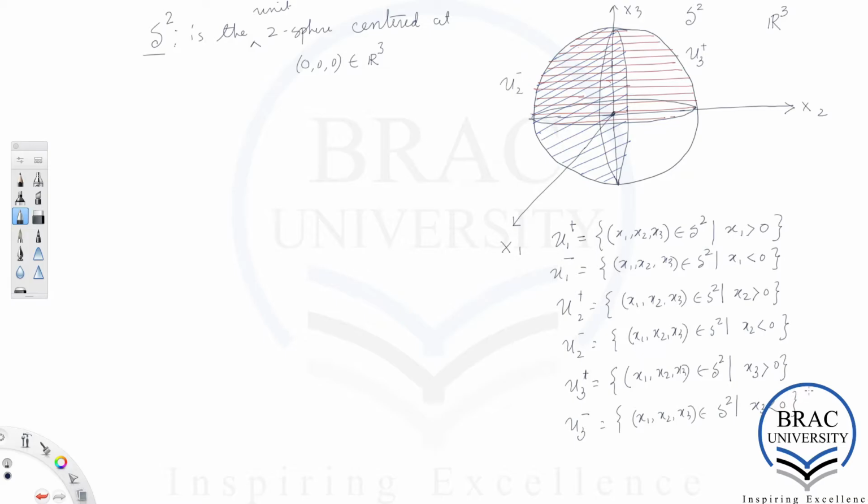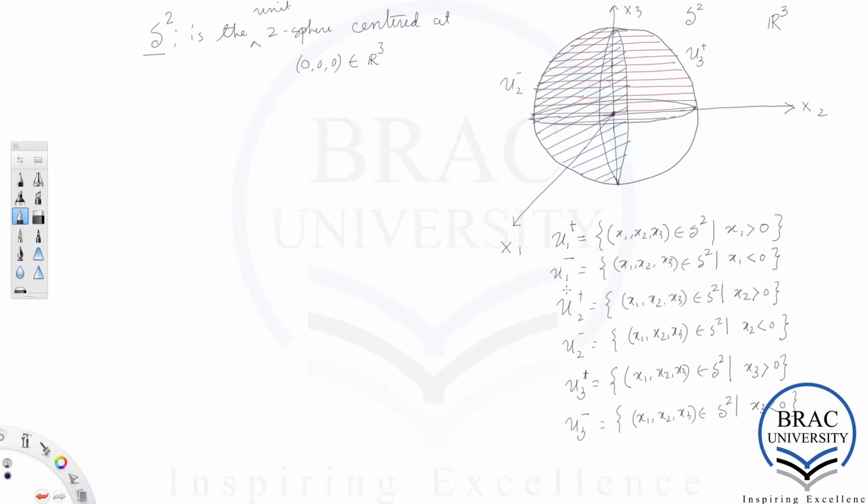One can immediately see that the union of all these open sets is precisely S2. Although if we take the union of U1 plus and U1 minus, it's the whole S2 minus a great circle that separates these two open sets. And similarly for the other open sets that we are considering.